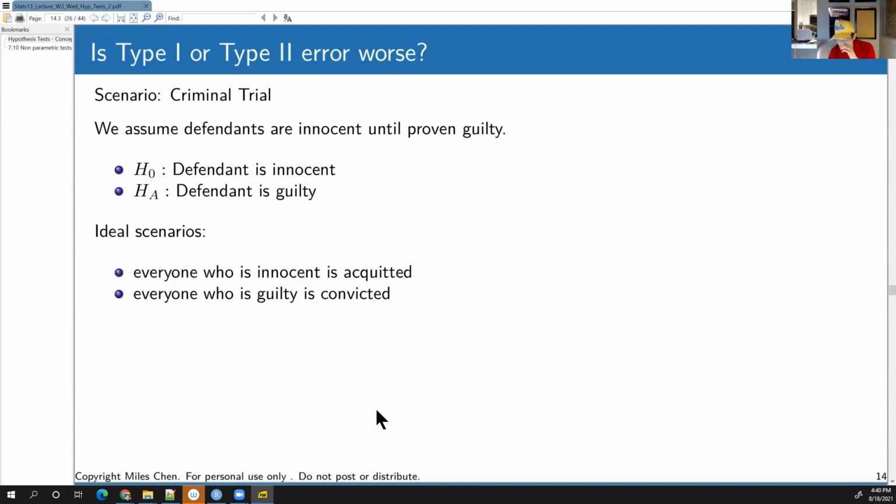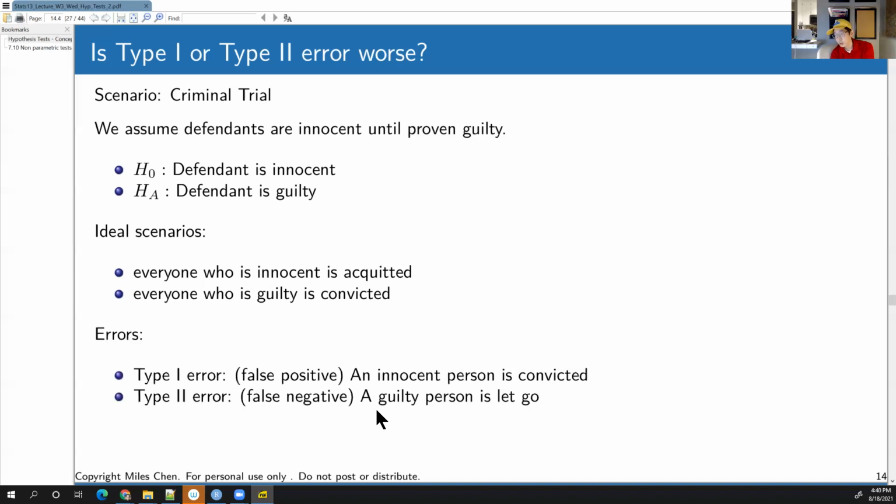Okay, and in the ideal scenario, we want innocent people to be acquitted and not to be convicted, right? And we want anybody who's guilty, okay, we demand justice, and we want guilty people to be convicted. Okay, that's what we want, right? We would consider these errors failures of the justice system.